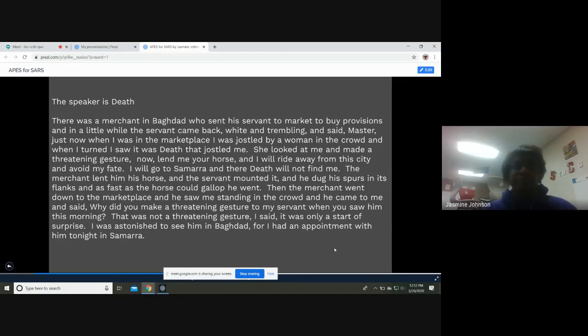The merchant lent him his horse, and the servant mounted it, and he dug his spurs in its flanks, and as fast as the horse could gallop, he went. Then the merchant went down to the marketplace, and he saw me standing in the crowd, and he came to me and said, "Why did you make a threatening gesture to my servant when you saw him this morning?"